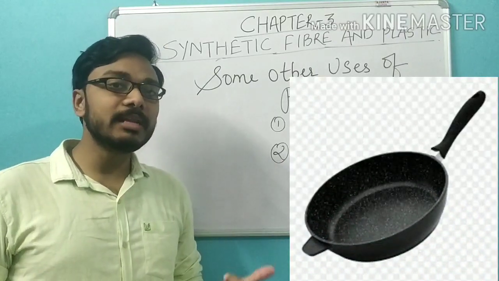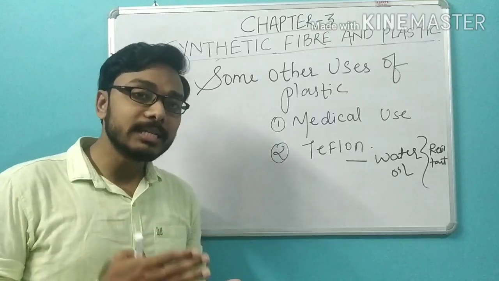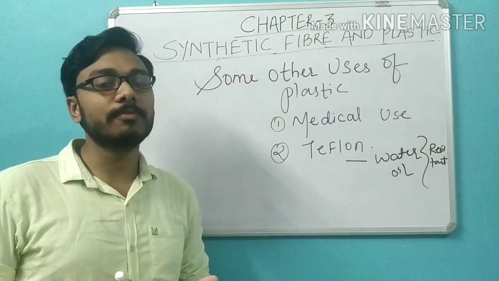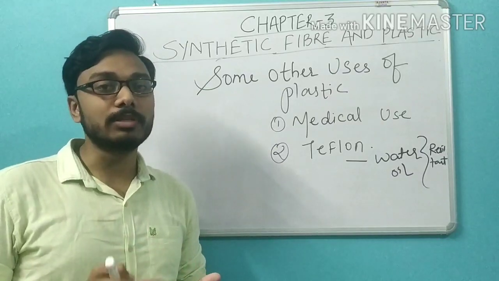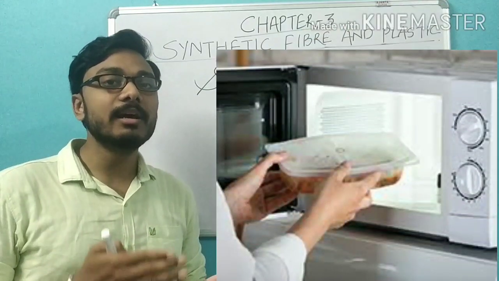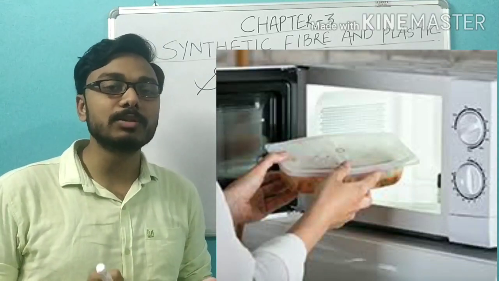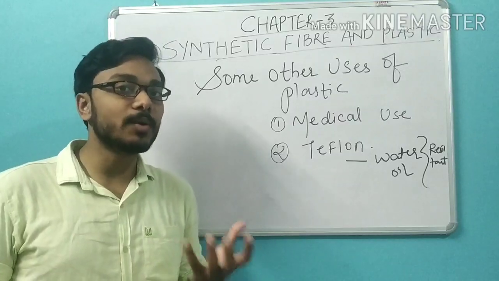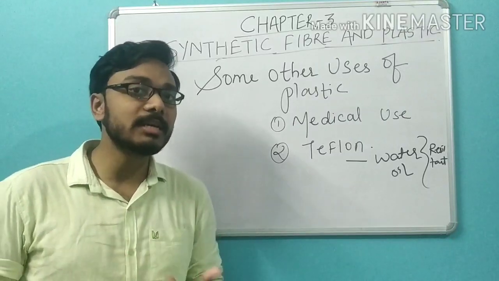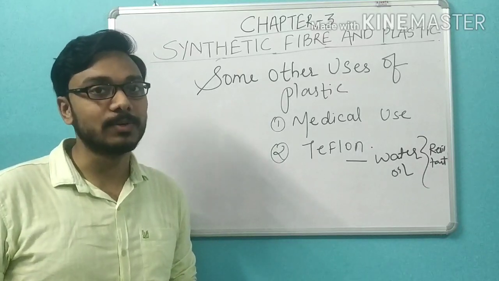And along with that, there is one special type of plastic, which is the third category. This special type of plastic is used inside the microwave also, and it does not react with heat. The heat does not cause any harm to that plastic. It does not melt, and it does not cause any harm to the food we are cooking inside the microwave.